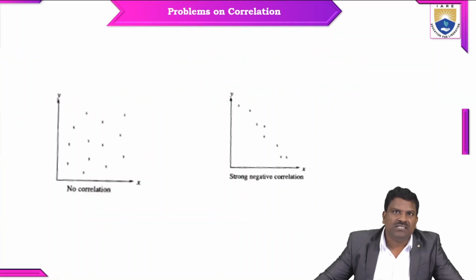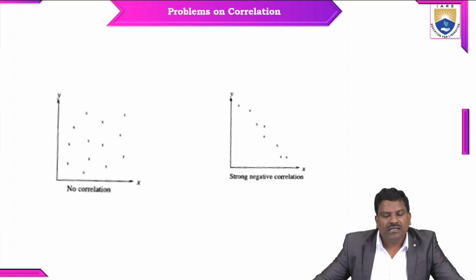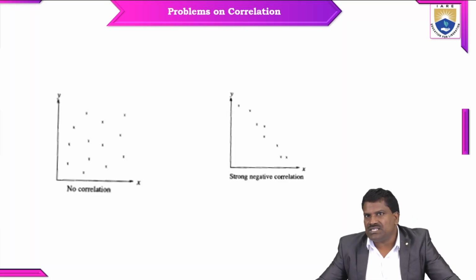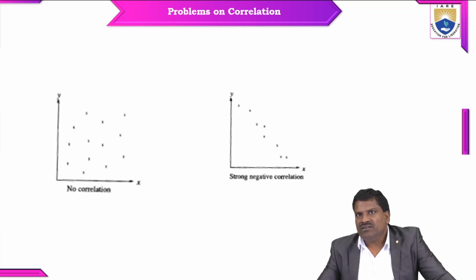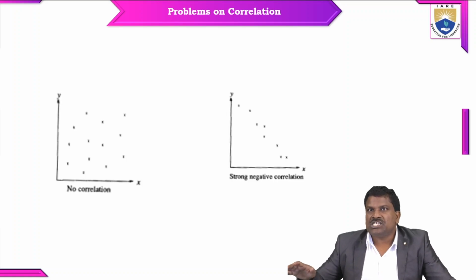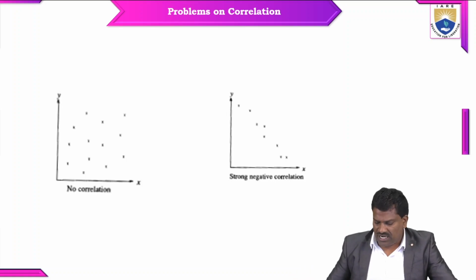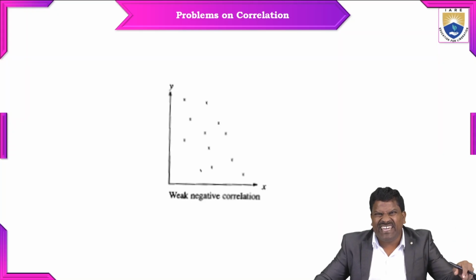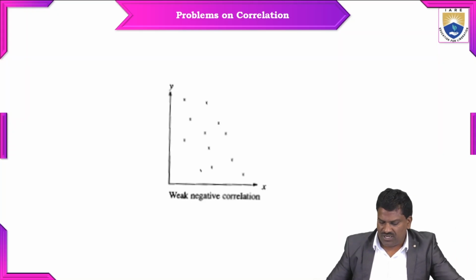And in the third graph, there is no relation at all. That is why this is for no correlation. Whereas in the fourth one, the points are descending from top to bottom in an irregular way. That's why it depicts strong negative correlation. In the same way, this depicts very weak negative correlation.